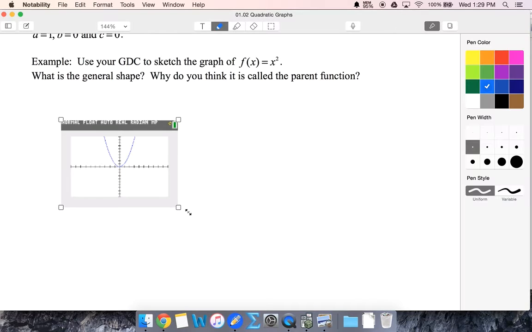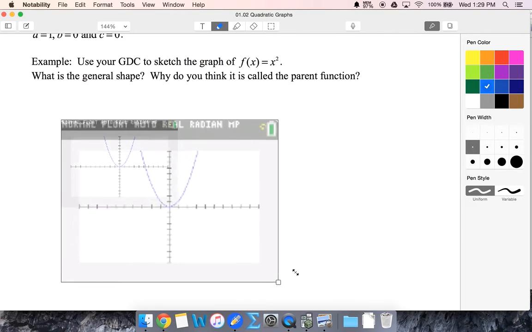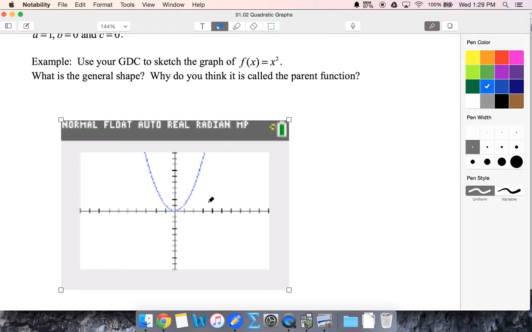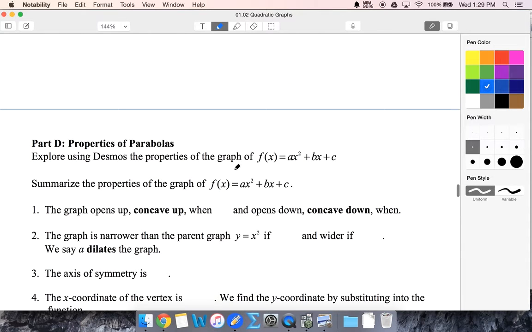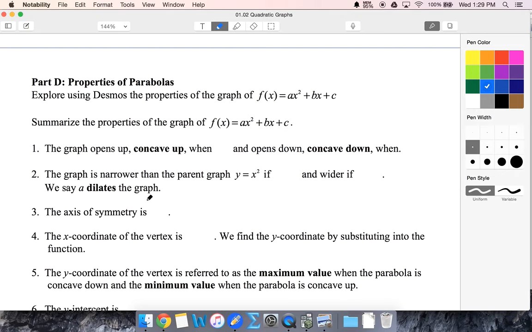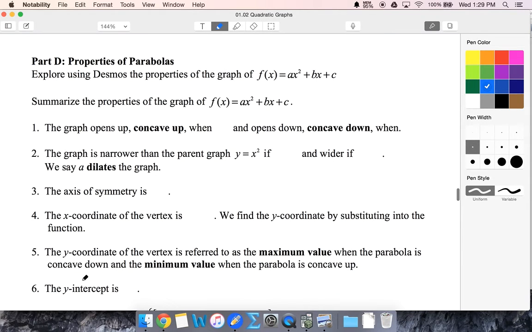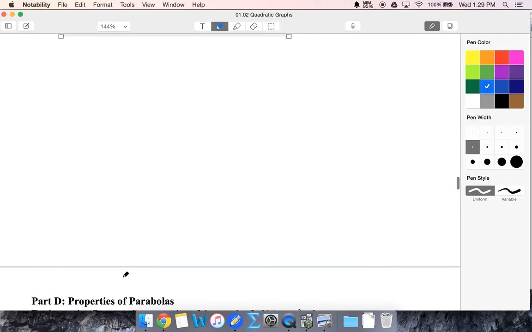So think about, we're asking you to think here about its general shape. What does it look like? What are the key features of this? So that's what we're going to look at next, our key features of parabolas. So you're going to be exploring things about axis of symmetry, vertex, y-coordinate of the vertex, and the y-intercept. So let's look at those things for the parent function.